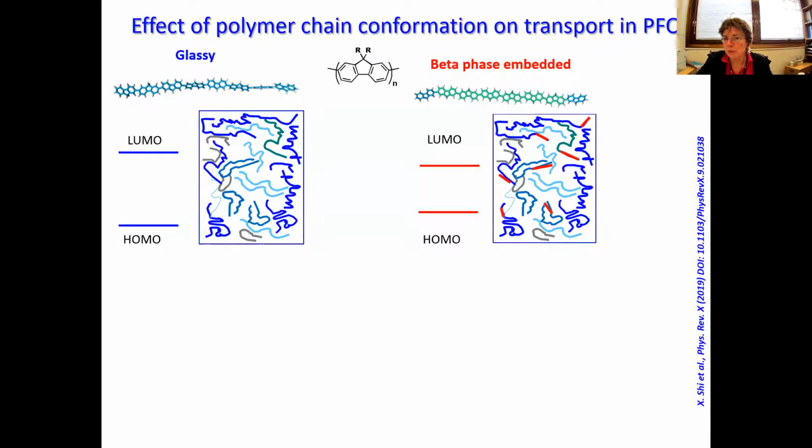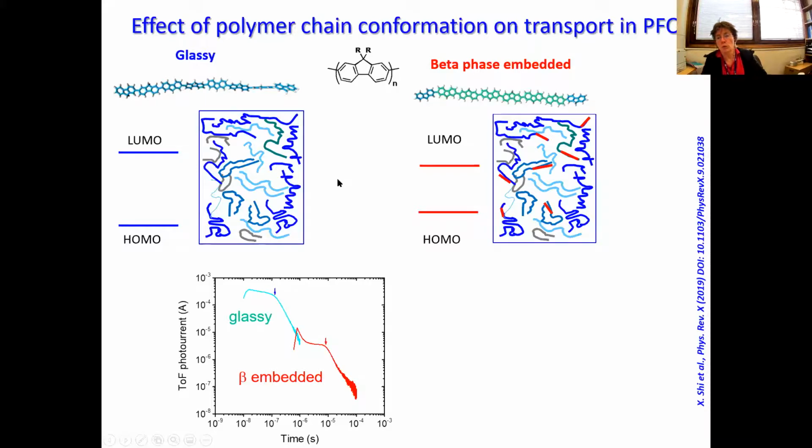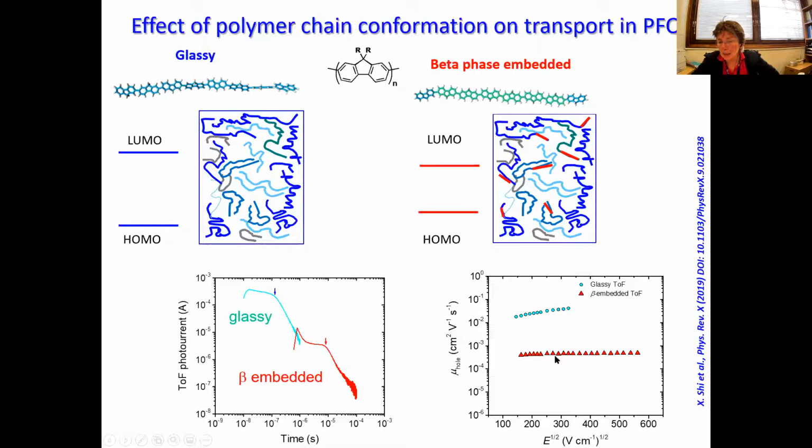You can introduce beta phase by allowing the polymer film to interact with a solvent like toluene, giving the polymer some free volume, and then a small fraction, maybe 5% or 10% of the polymers, might adopt this conformer. Now, the interesting thing is what happens to charge transport. If you take a film of PFO and you introduce beta phase, you find it slows down the charge mobility, when measured by time of flight, by between 1 to 2 orders of magnitude. That's quite significant.